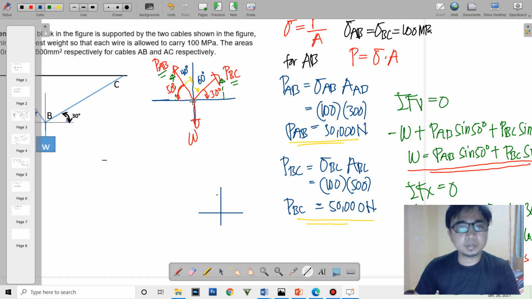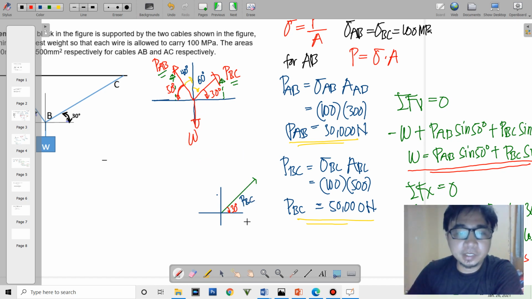For the first force, PBC is inclined at 30 degrees with the horizontal. So remember, the reference line you intend to use to get your angle. In this case, I'm going to use the horizontal line, 30 degrees. And then we connect PAB here. Say this is the axis. Say this is PAB.